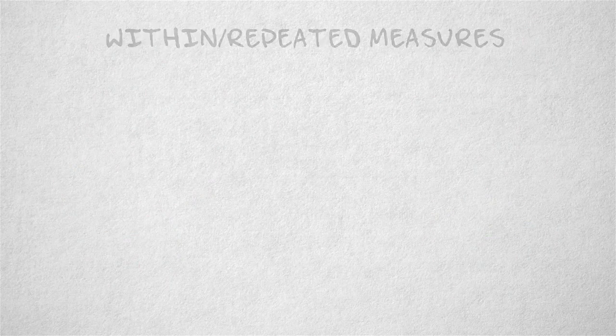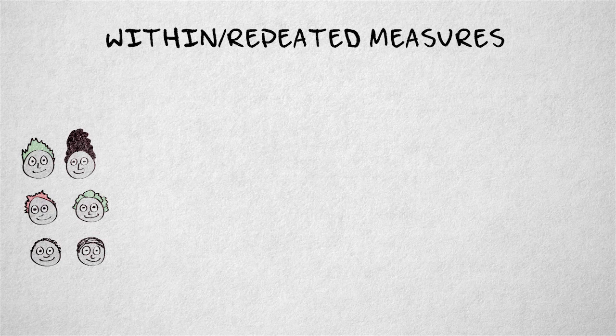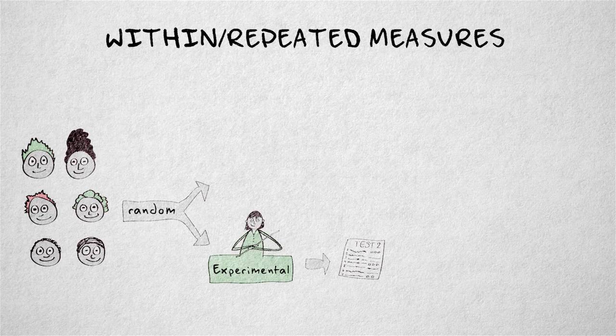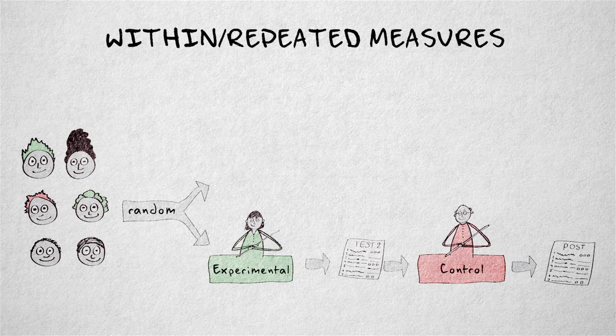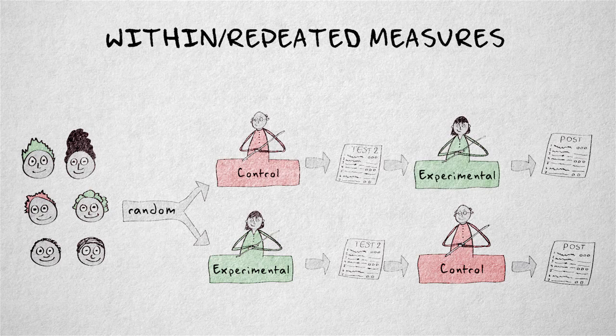Another very common design is the repeated measures design, with one within subject's factor. In this design, all participants are exposed to all levels of the independent variable. They experience all conditions. For example, we could randomly select half of the boys to have a female math teacher for a month, and then a male teacher the following month. And the other half of the boys would be taught by the male teacher during the first month and the female teacher during the second month.